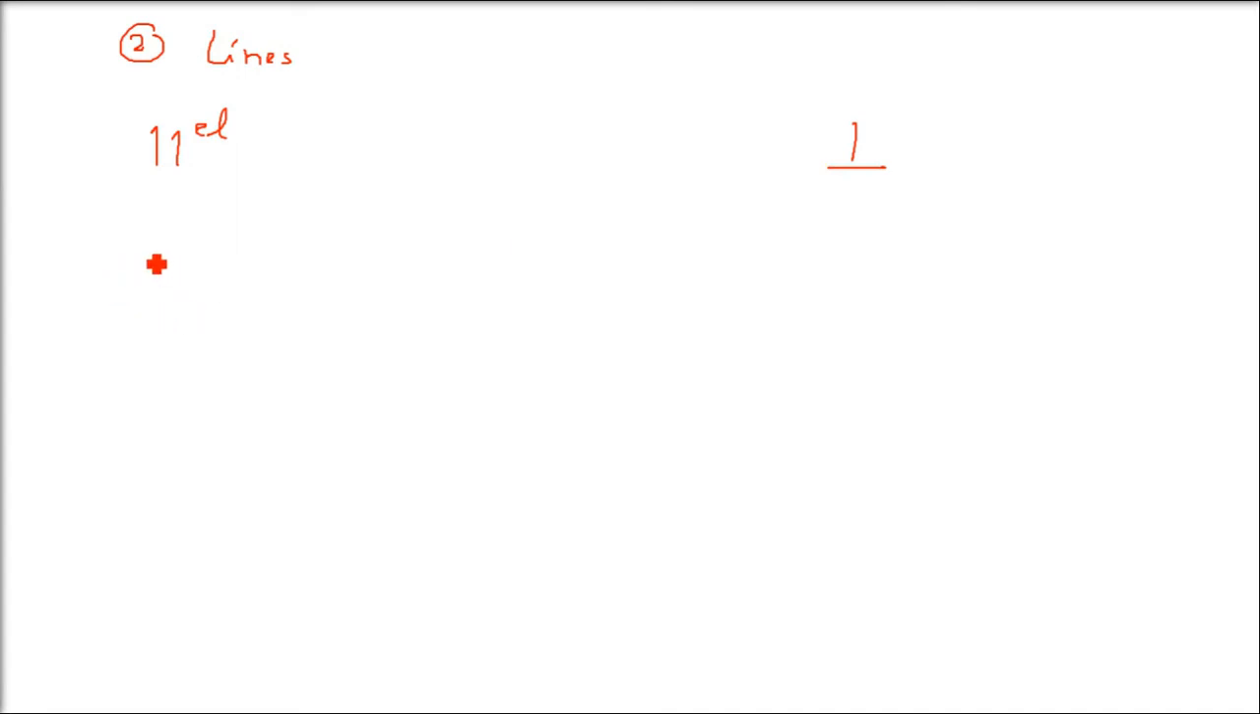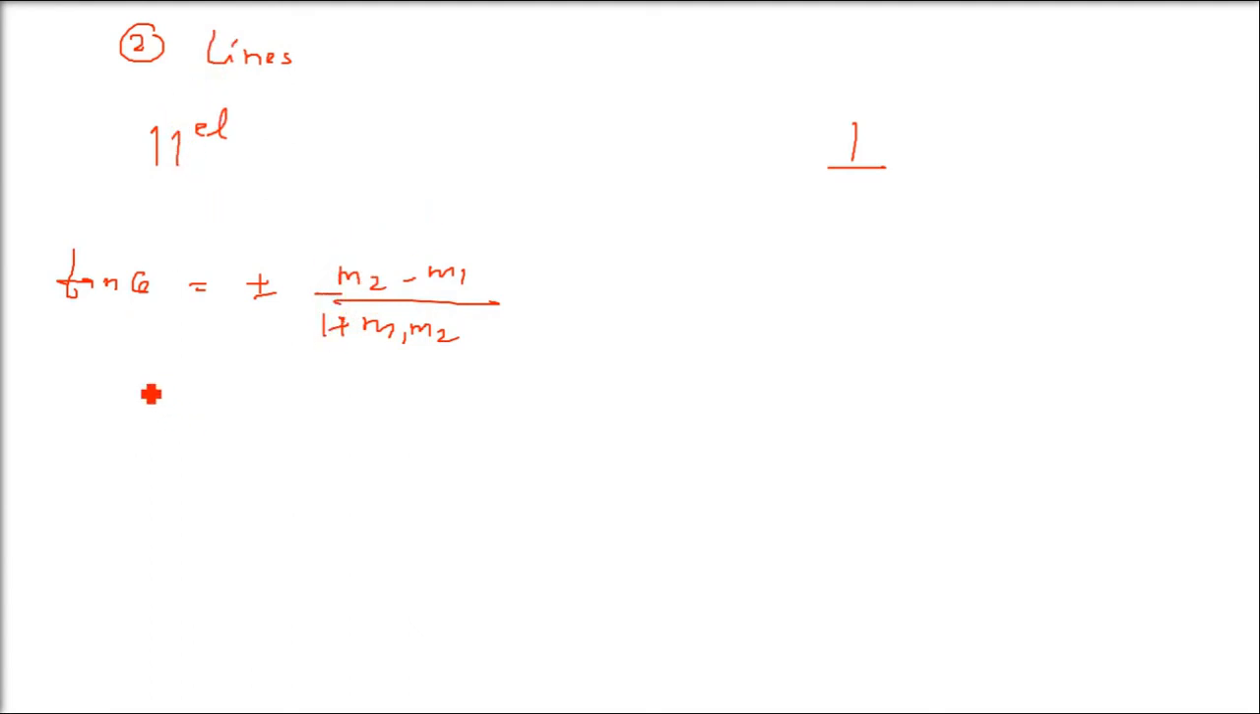Okay. So we know that the angle between two lines, if the slopes are given, is tan theta equals (m2 minus m1) by (1 plus m1 m2). This is the angle between two lines.